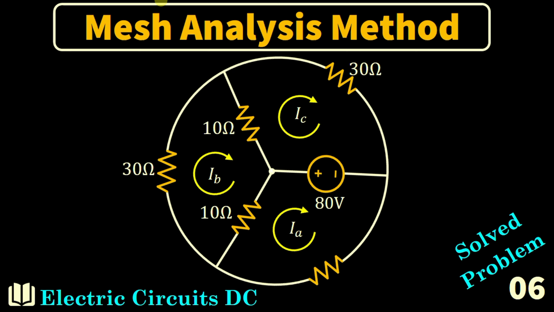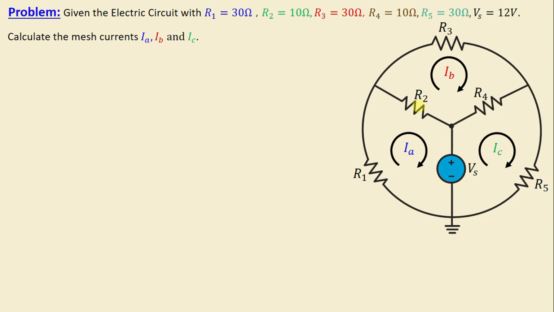In this video, I will demonstrate a simple method for applying mesh analysis in circuits that contain only linear resistors and independent voltage sources. Given the electric circuit with R1, R3 and R5 all equal to 30 ohms, R2 and R4 equal to 10 ohms, and an independent voltage source Vs equal to 12 volts. The question now is to calculate the mesh currents IA, IB and IC. Let's go to the solution.